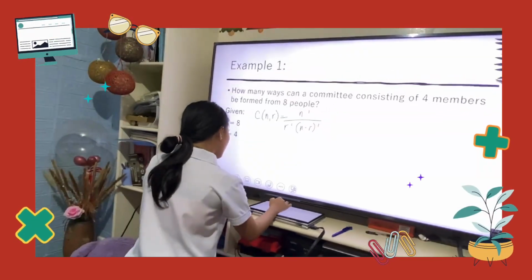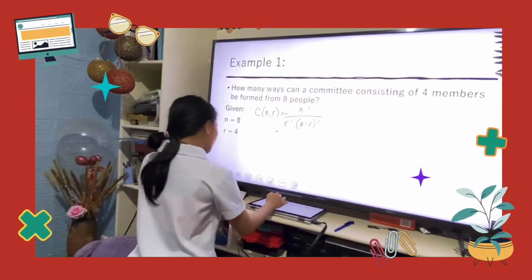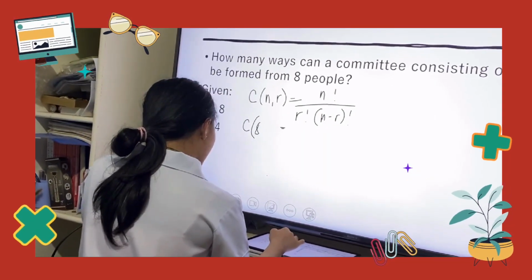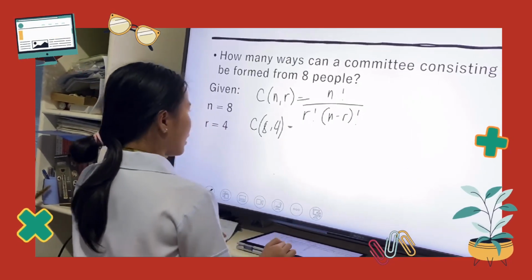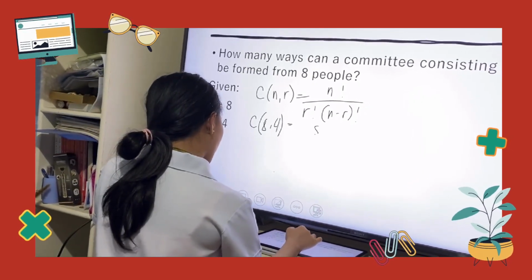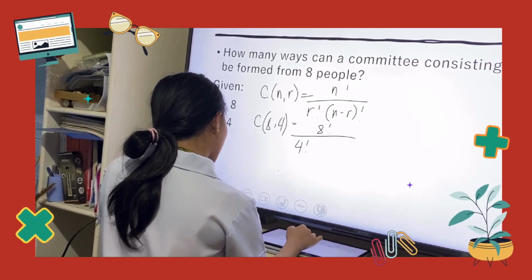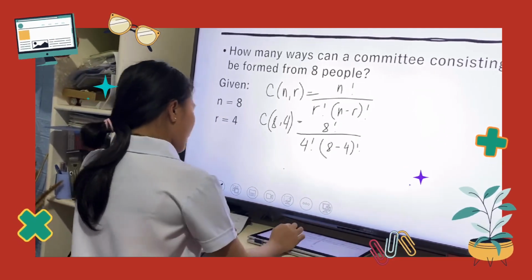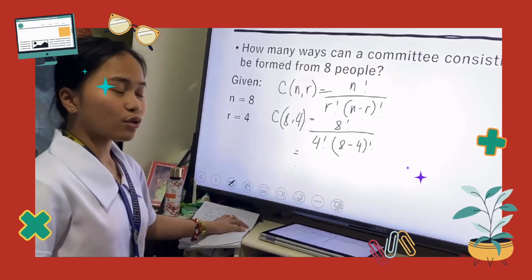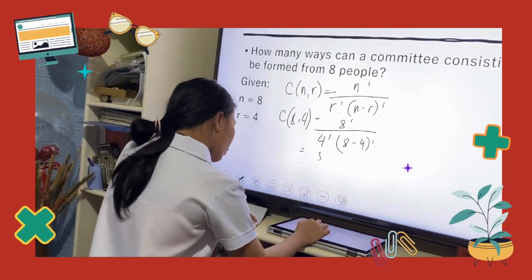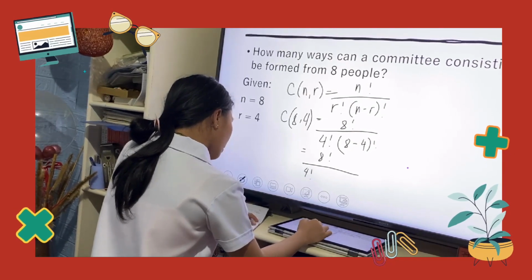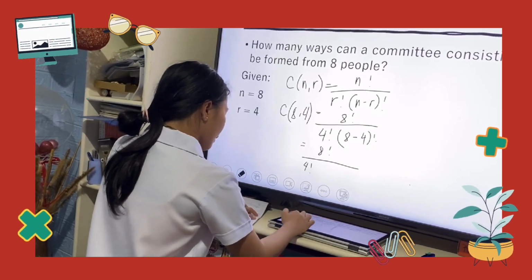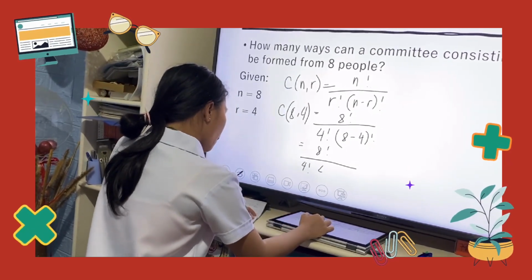The next step is to change the letters to the numbers. So combination, and then n is 8 and r is 4. So n factorial is then turned to 8 factorial over 4 factorial, and then 8 minus 4 factorial. The next step is to subtract 8 to 4. So 8 minus 4 is equal to 4. So we're going to put 4 here as well.